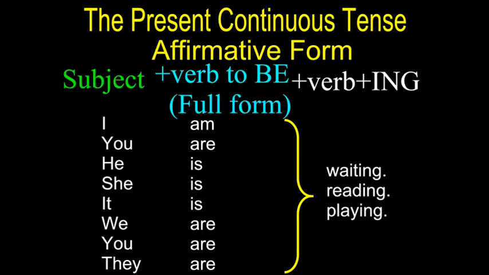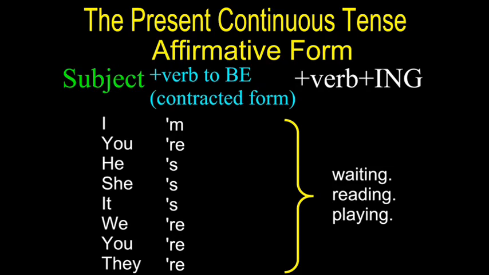We are now going to study the affirmative form of the present continuous tense. It is formed with the subject plus the verb to be. In this case we'll be seeing the full form plus the verb with the ing. I will read 3 examples. I am waiting. We are reading. They are playing.